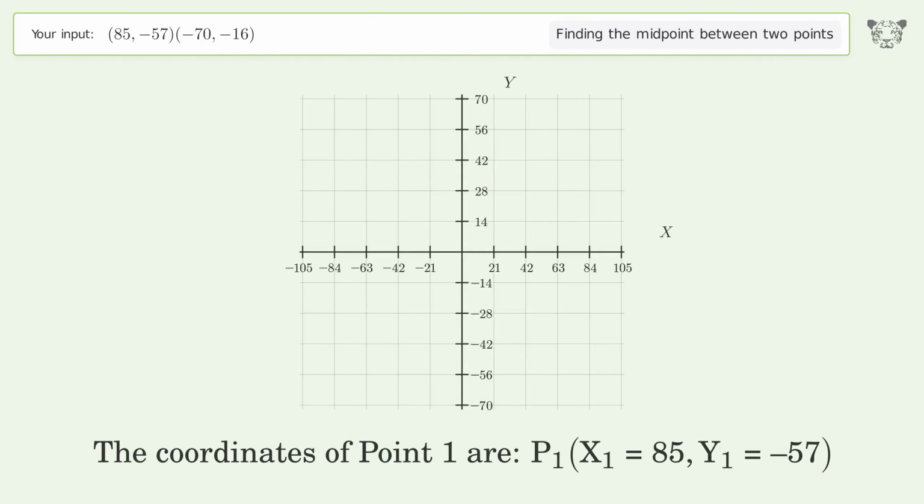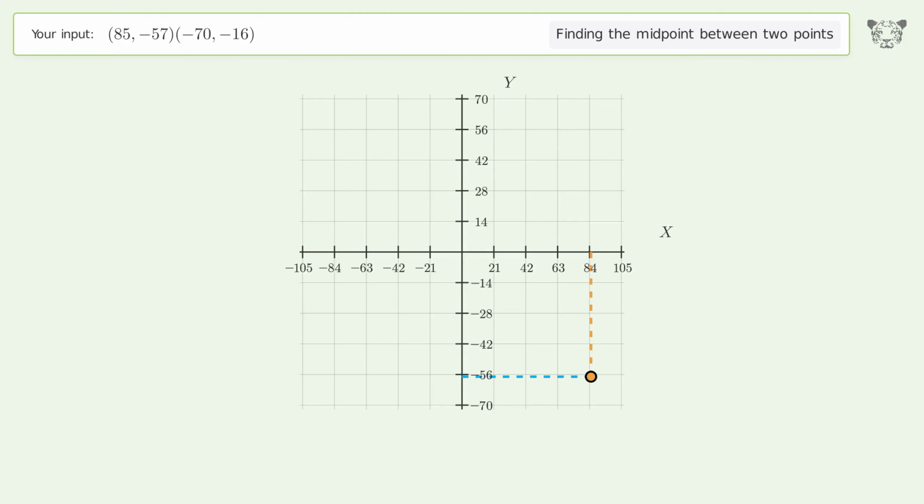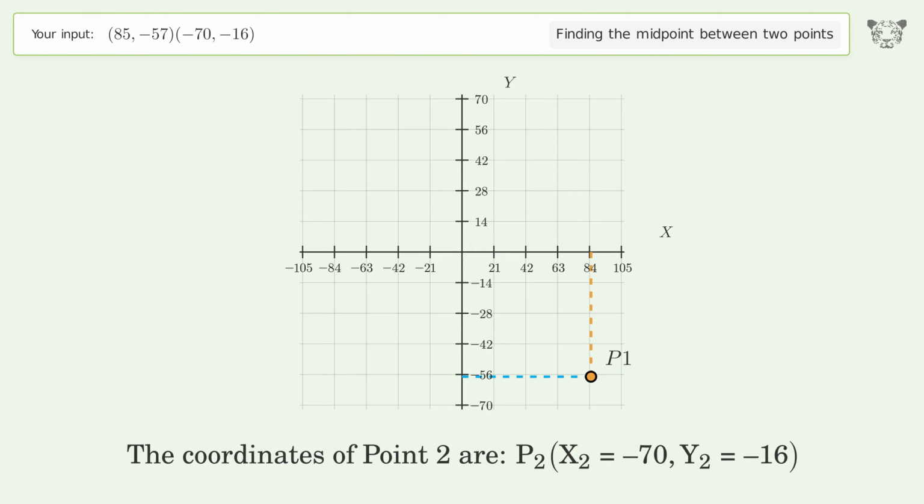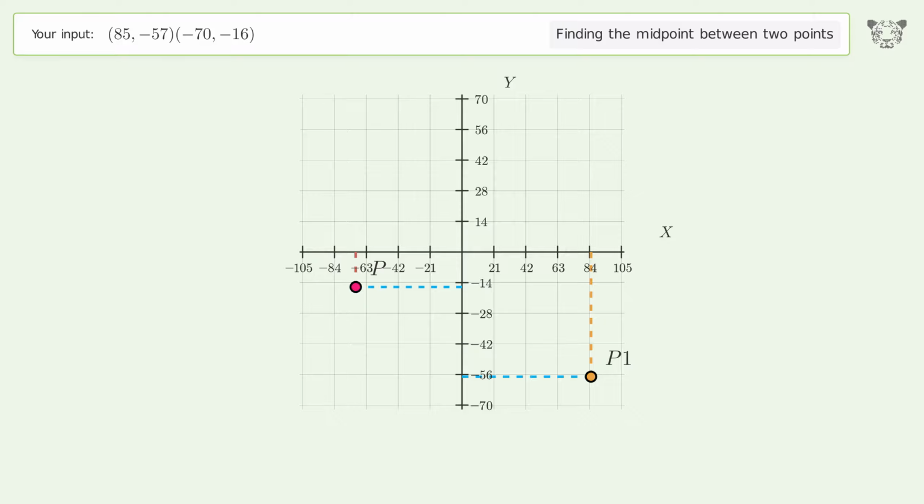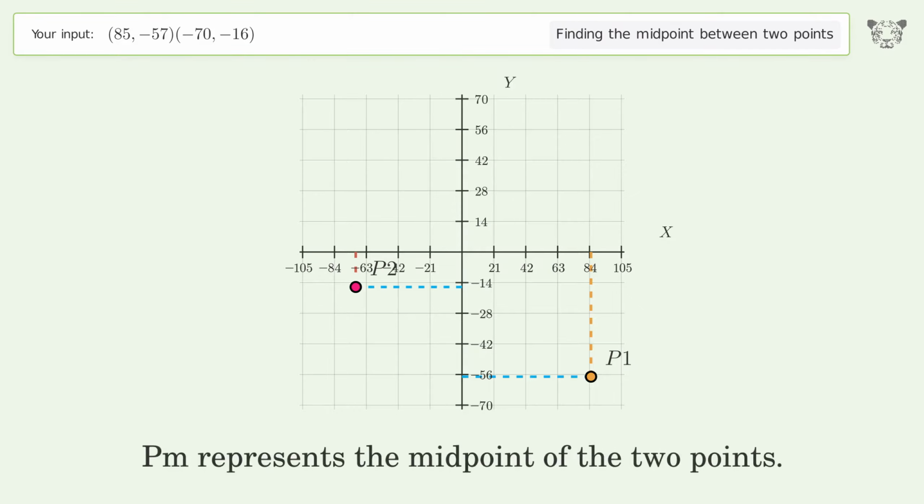The coordinates of point 1 are, x1 equals 85, y1 equals negative 57. The coordinates of point 2 are, x2 equals negative 70, y2 equals negative 16. PM represents the midpoint of the 2 points.